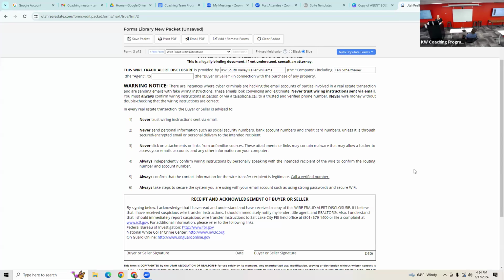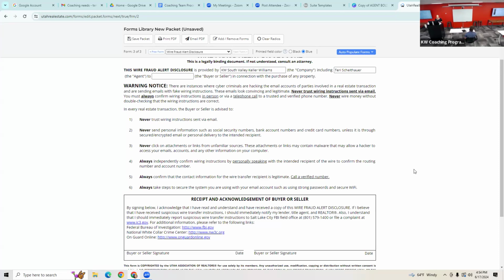Never trust wire instructions that are sent to you by email. I'm never going to ask you to send me any money. The title company is not going to ask you. Nobody's going to ask you to wire us money through email. Never send personal information like your social security number, bank numbers, credit cards through any kind of email. I'm not going to ask you for any of that. Your lenders may ask you for that, but they are going to send you a secure portal to upload that stuff. Number three, never click on any attachments.